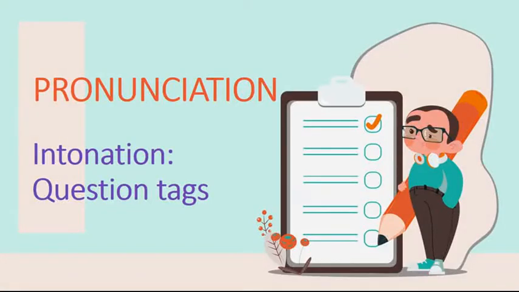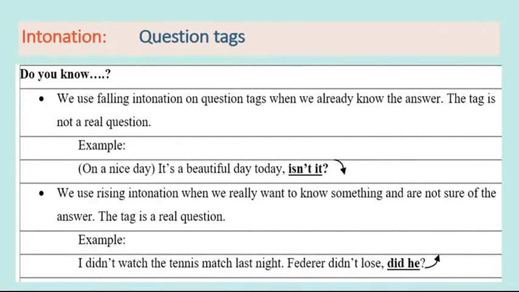The second section of our lesson today is pronunciation. In this lesson, we will study the intonation of question tags. We use falling intonation on question tags when we already know the answer. The tag is not a real question. For example, it's a beautiful day today, isn't it?